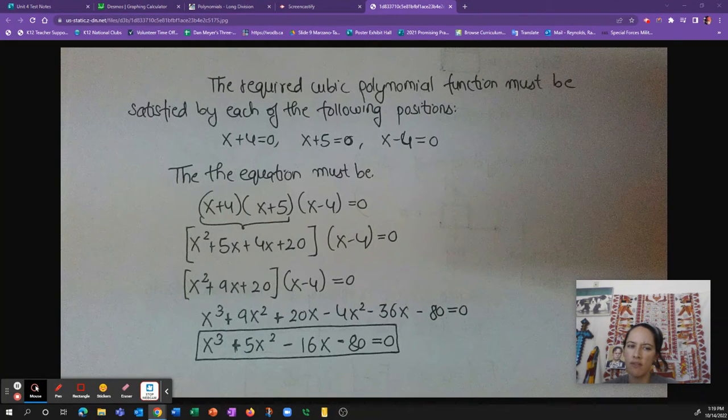I wanted to give you this video. I couldn't find one that I liked about synthetic division, so I had to make it, which is fine. I just found a cubic polynomial on the internet.